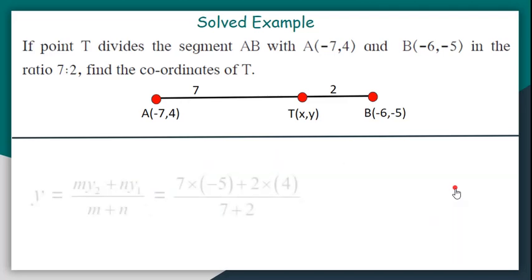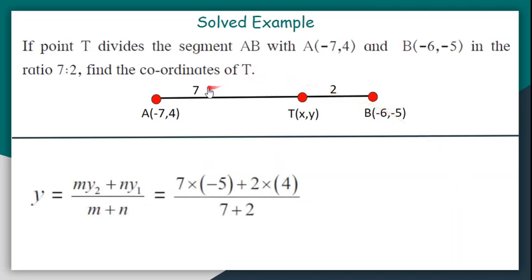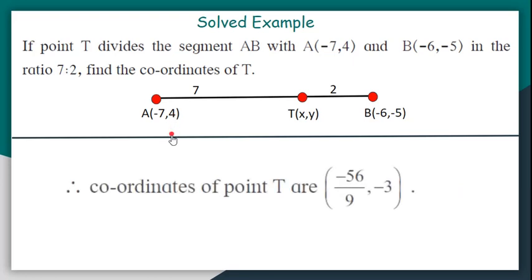Similarly, we solve for the second part, which is y. So 7 into minus 5, 2 into 4. That gives you minus 35 plus 8. That is minus 27 by 9, which on division is going to give you minus 3. Hence, my final statement becomes the coordinates of T are minus 56 upon 9 and minus 3. Very simple direct questions of section formula we have solved.